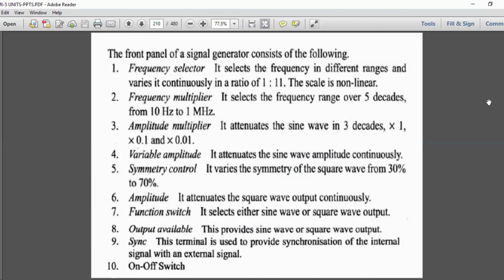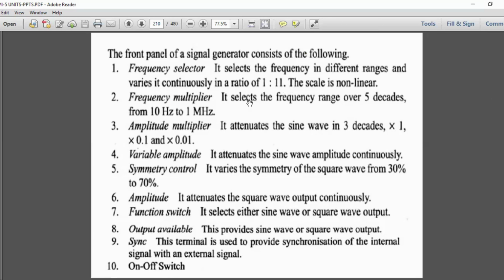The front panel of the signal generator consists of the frequency selector, frequency multiplier, amplitude multiplier, variable amplitude, symmetry control, amplitude, function switch, output available, sync, and the on-off switch. The frequency selector selects the frequency in the different ranges and varies continuously in a ratio of 1:11. The scale is non-linear.